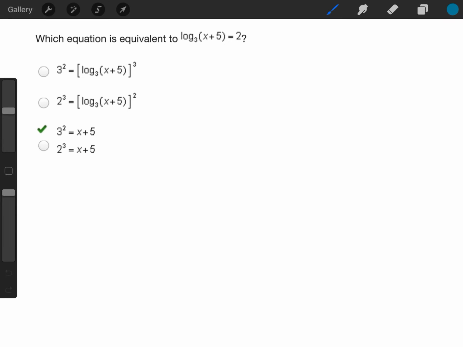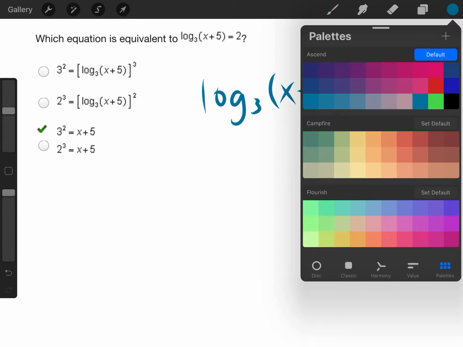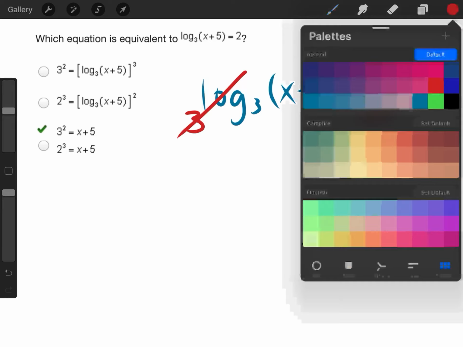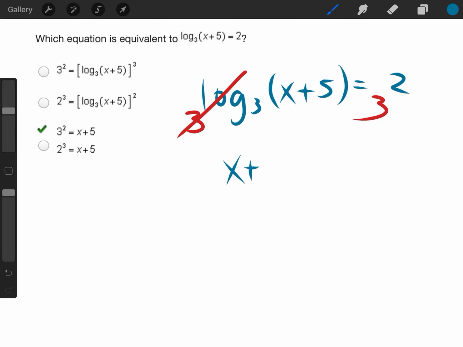All right, which equation is equivalent to that? Let me write this out for you. Log base 3 of x plus 5 equals 2. In order to get rid of that log base 3, look at it, it's base 3, right? So you want to put base 3 on both sides. You're going to get rid of that log base 3. So you're going to have the equation as x plus 5 equals 3 squared. Okay, so choice number 3.